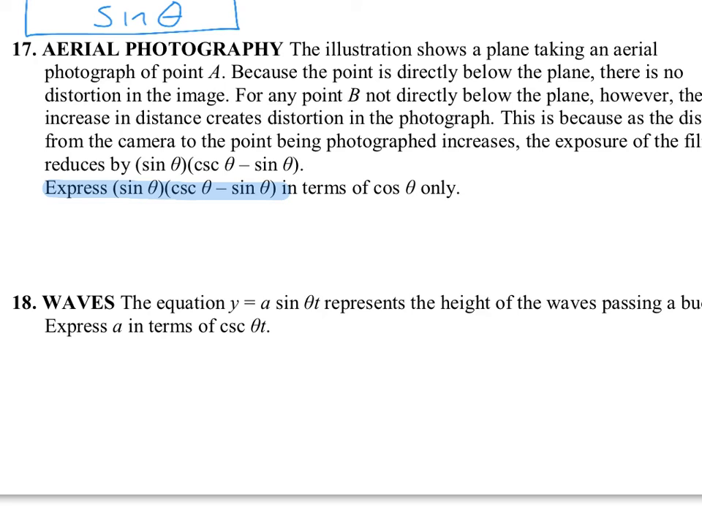So sine and cosecant are reciprocals of each other. So when I distribute this here, well, anytime you multiply something by its reciprocal, you get 1 as the product. And now distribute that 1, you get sine squared theta. And there's our first Pythagorean identity again, which equals cosine squared theta.